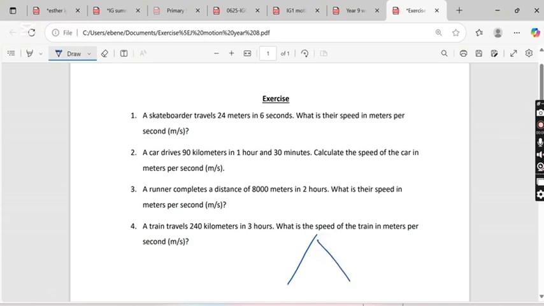So if this is my triangle, speed is equal to distance divided by time. Since the distance is at the top, distance will come here, which is s, speed will come here, and then time will come here. So if I want to calculate for any of them, I will cover that one. So let's say I'm calculating for speed, I will cover the v, which represents the speed.